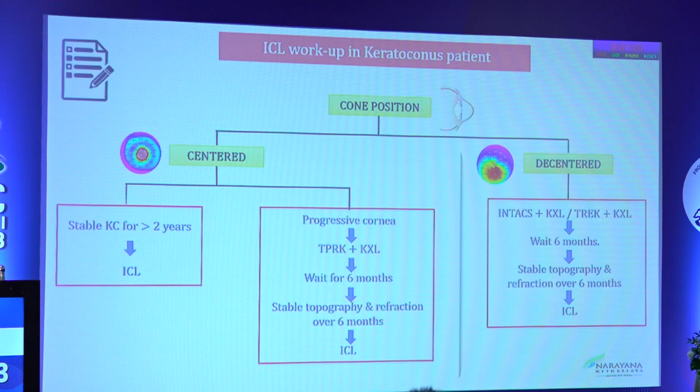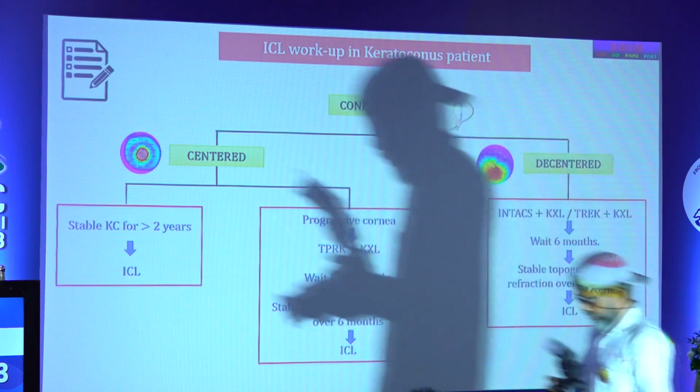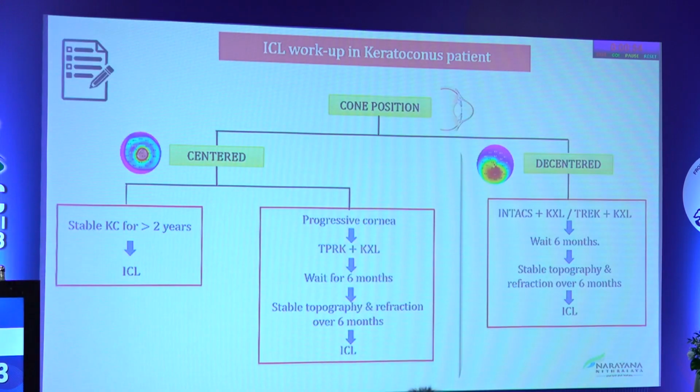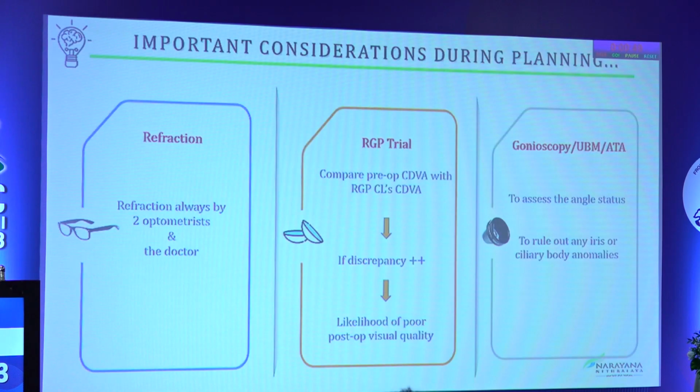If both are stable, then we plan an ICL. For the decentered cones, we first plan an intact or INTACS along with cross-linking. Then we wait for 6 more months to check for stability, and then we can go ahead with ICL. So these are some of the important considerations we need to keep in mind during planning.